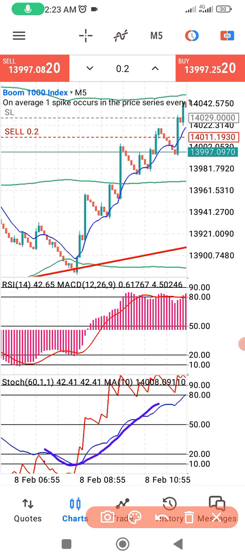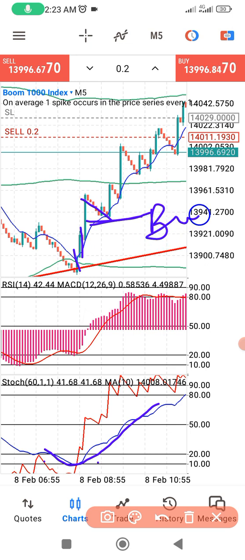But if you are patient enough and you are waiting for a confirmation, all you need to do is wait for this cross, then wait for this first spike to happen, then wait for the second spike to happen. Now after the second spike has happened, you wait for price to pull back to the moving average 10, and then once price has pierced the moving average 10, you now make your entry.